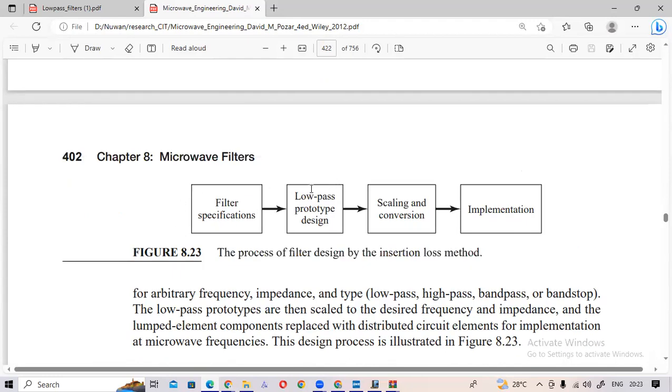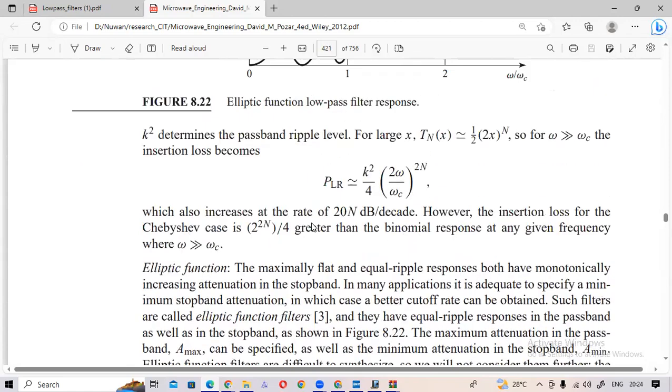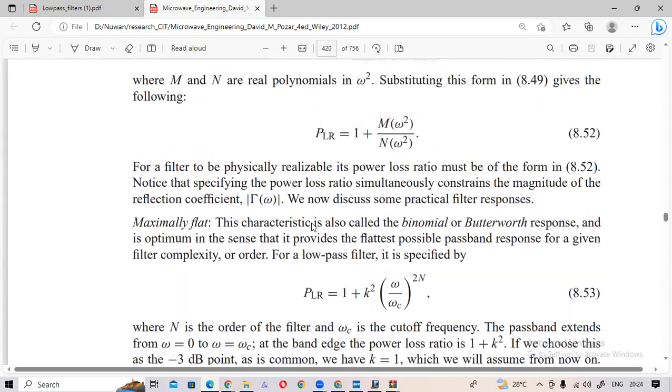So this is the design process, okay. First, use the filter specification, okay. For the filter specification, we need to get this filter specification, and we have to consider the response also. Then we can do the prototype design, then come to the scaling and conversion, then the implementation. Okay, we will check this. We will see this step by step. Okay. So that is the normal procedure.